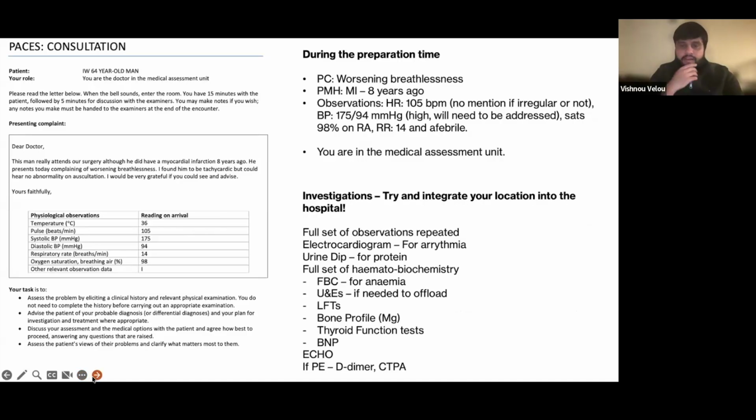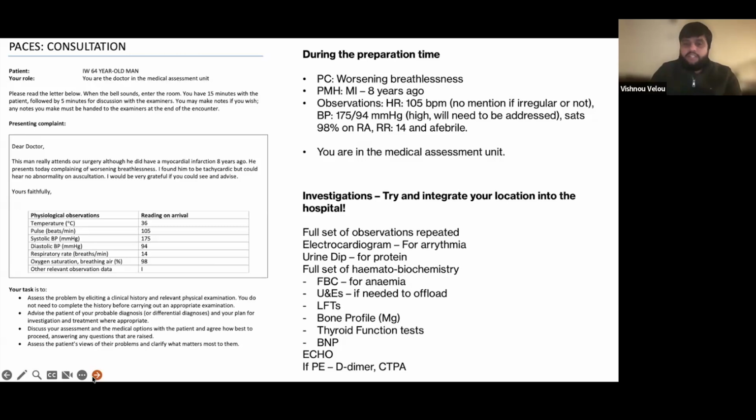Now, investigations. So when I say try and integrate your location into the hospital, if you ask for a cardiac monitor and you're in an outpatient setting, you need to mention that you're moving the patient into a place of cardiac monitoring. Okay, so this is the point about this exam. This exam is trying to help the consultants who examine you or the senior registrars to determine whether you could be a registrar. Okay, that's the point of this exam.